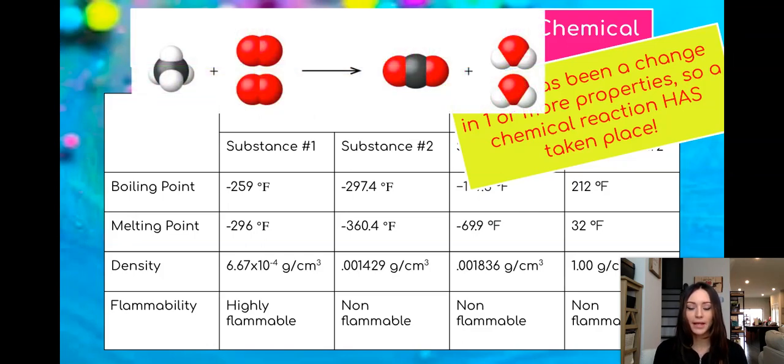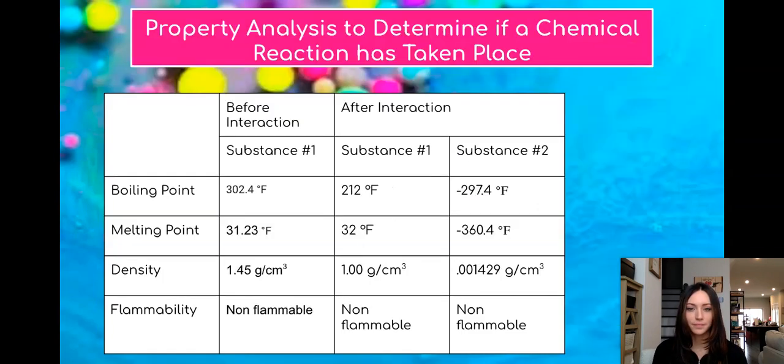In this example, we're actually looking at the reaction between methane and oxygen. Substances 1 and 2 before the interaction were indeed methane and oxygen. Afterwards, we can see that we no longer have methane and oxygen. We now have carbon dioxide and water, which is why we see a difference in properties and which is how we know that a chemical reaction has indeed taken place based on analysis of this data.